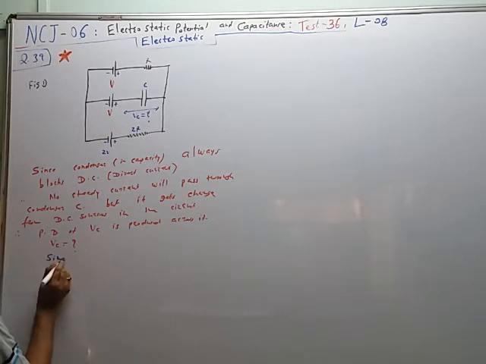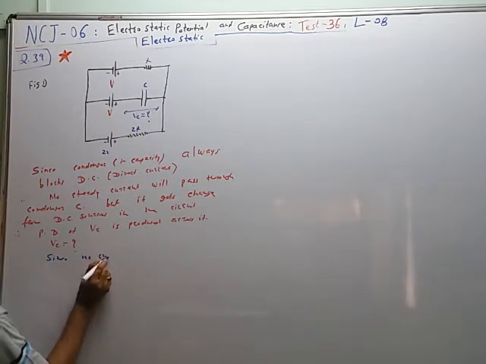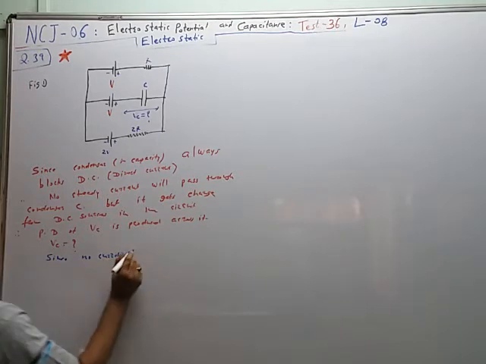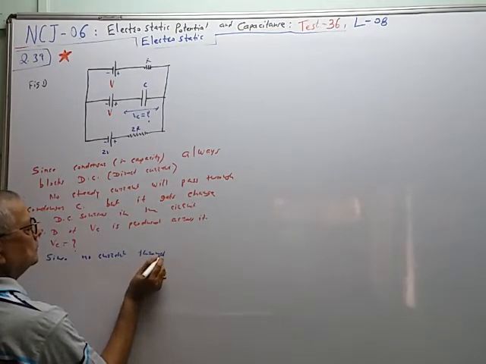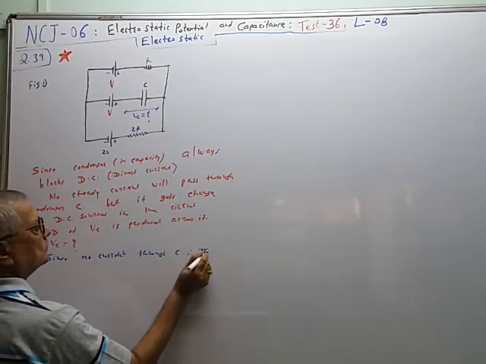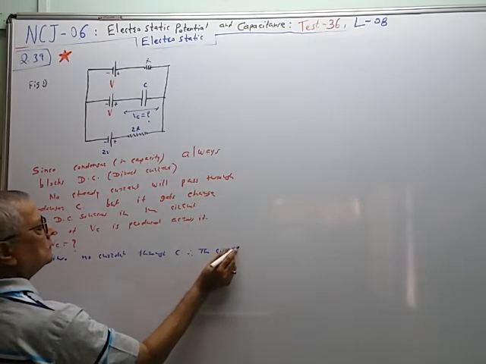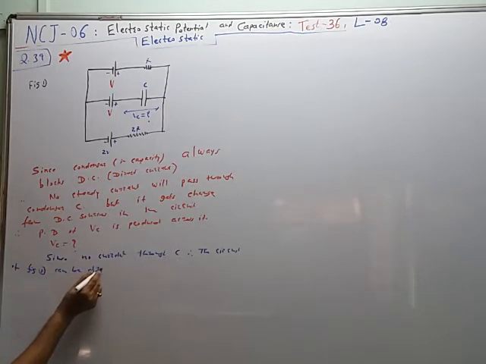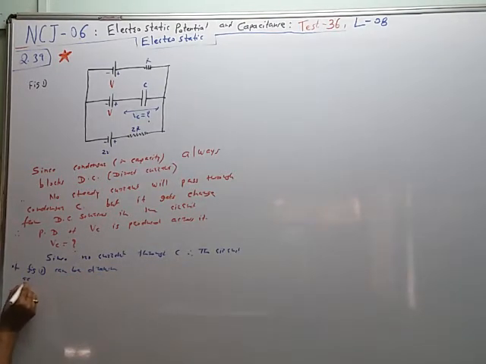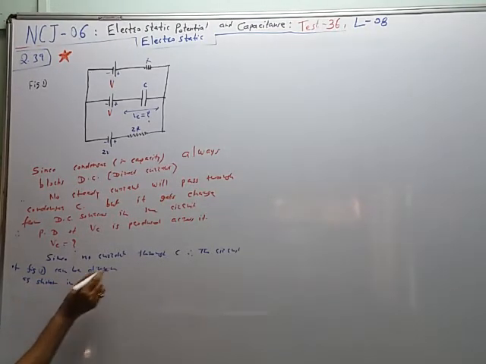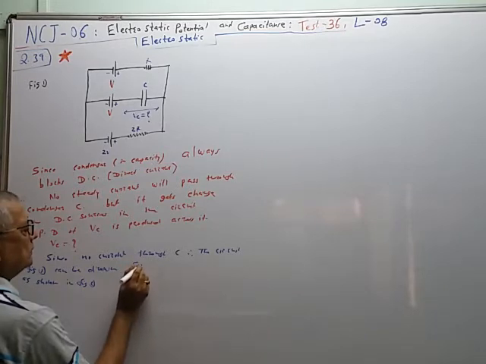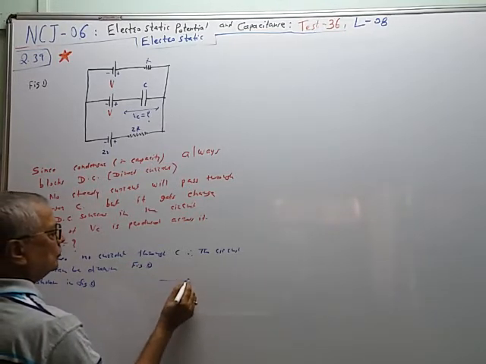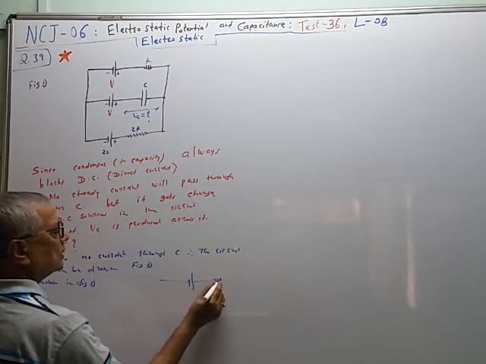Since no current flows through C, therefore the circuit of figure 1 can be drawn as shown in figure 2. So now I will draw figure 2 separately. So this is the remaining circuit.